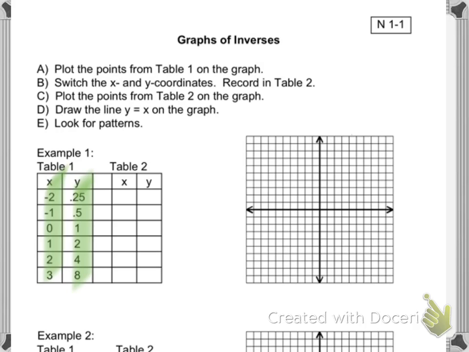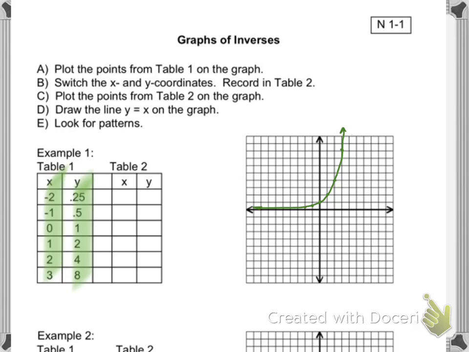And we have negative 2, 0.25. Okay, negative 1, we're up at 0.5. 0, 1. 1, 2. 2, 4. And 3, 8. Okay. Now we're going to take that and we're going to draw a line through those points so that we can see what our curve looks like. That's step A.